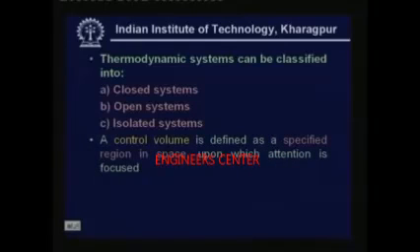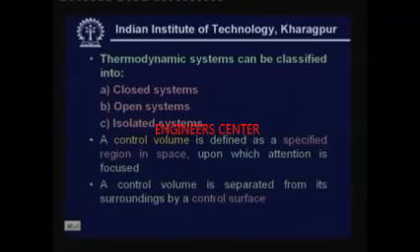Now, a control volume is defined as a specified region in space upon which attention is focused. So, a control volume can be thought of as an open system where mass can enter or leave, and a control volume is separated from its surroundings by what is known as a control surface.